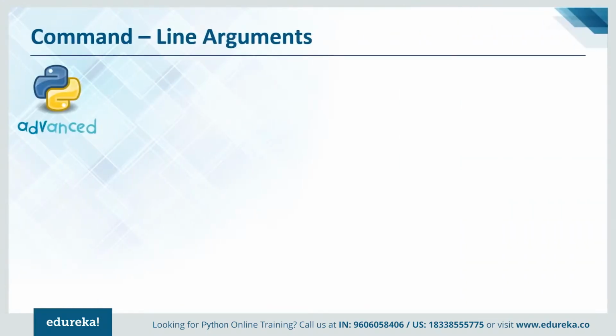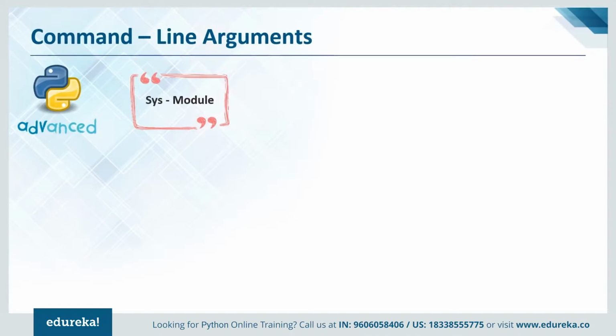So again, lots of scripts will need access to the arguments passed to the script when the script was started, right? So we need something called argv. So what is argv, guys? To be precise, we call it sys.argv. Here v stands for variable and arg is argument. It is basically a list which contains all of the command line arguments passed to the script, right?